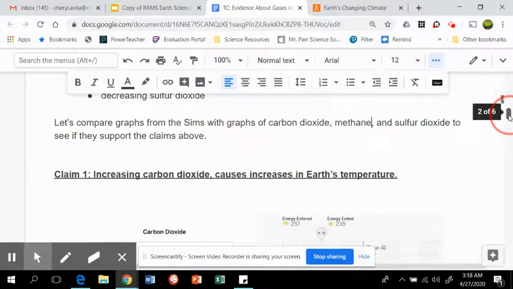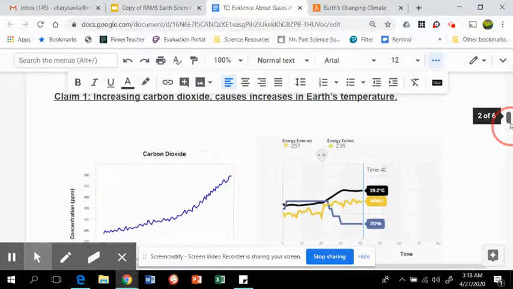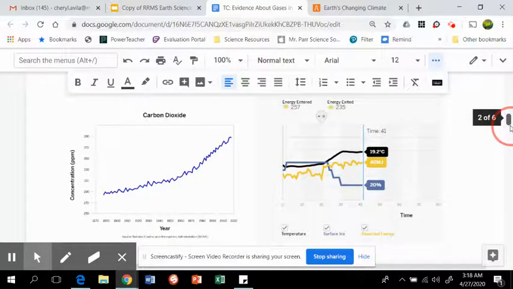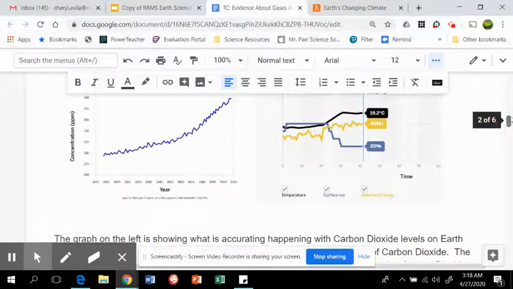So these are graphs from the SIM. This graph here is showing on the x-axis the year, and on the y-axis the concentration in parts per million of carbon dioxide. So this goes from about 1880 all the way to 2010-ish. And this is data out there in the world, and this is from our SIM. We see that when carbon dioxide increases, the temperature increases, the amount of absorbed energy increases, and the surface ice decreases. It actually melts.